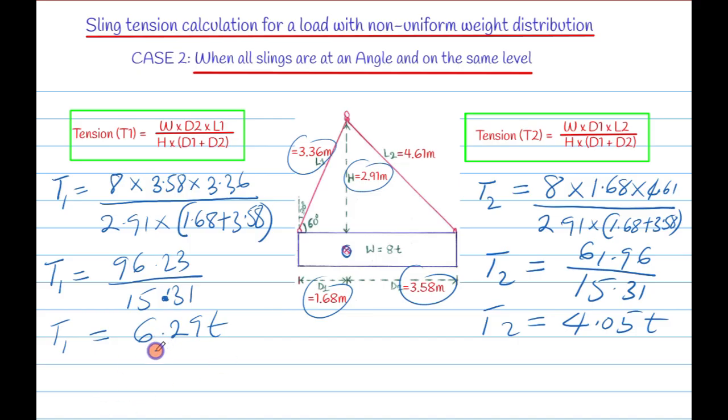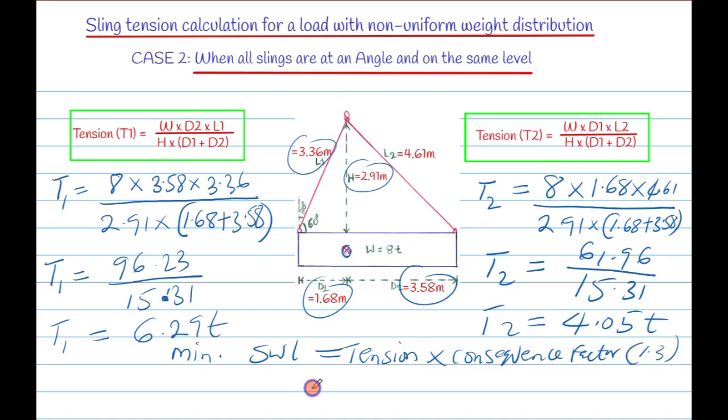All right, so if we want to select the sling, we need to add a consequence factor of 1.3. For the minimum SWL we need, it will be the tension times the consequence factor. So we use 1.3 as a consequence factor. So we need to increase the tension by 30% so that we can select a suitable sling capacity to lift this load.